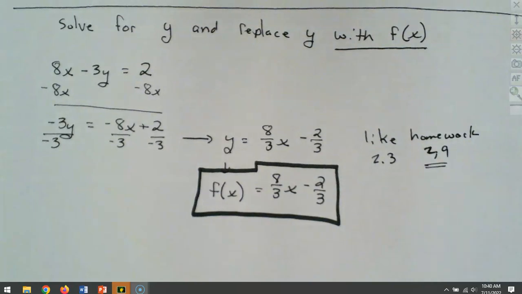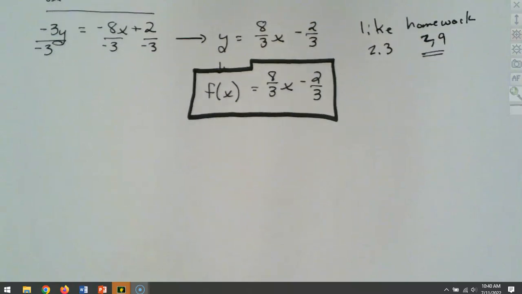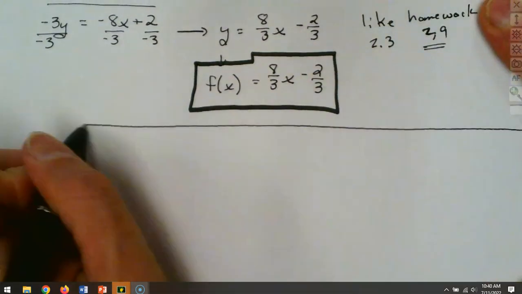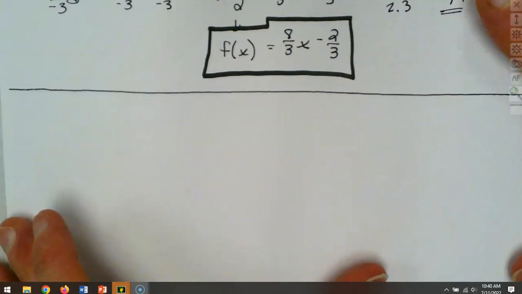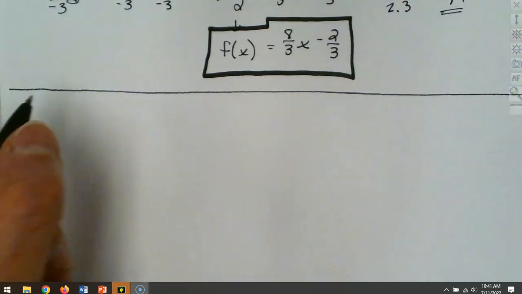The last part of this section is talking about increasing, decreasing, and constant intervals on these functions. Now, when we talk about these, we're going to be labeling them on the x-axis, not the y-axis, and that's where students sometimes get confused. So we're going to be labeling on the x-axis, and when we talk about increase, that means we go up from left to right.